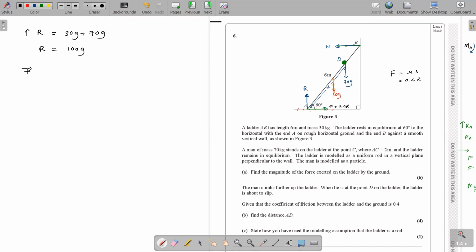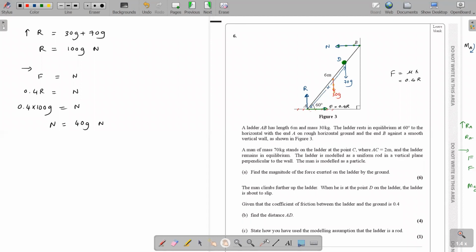And if you take the horizontal equilibrium, we can say F is equal to N. Now F value is given here as what? 0.4 R equals N. 0.4 times R, which is 100G, equals N. How much is N? 0.4 into 100 is 40G. So N is 40G Newtons, R is 100G Newtons. Are you all with me? Okay, so I will keep it like this in exact form.